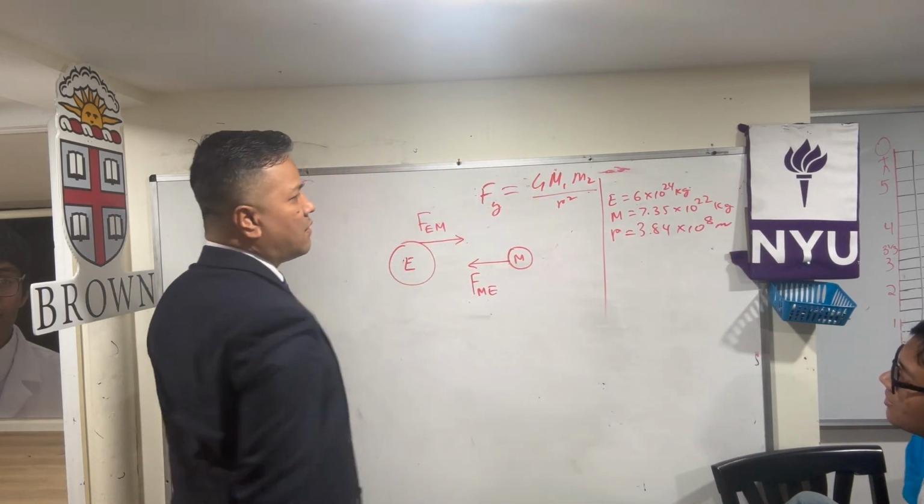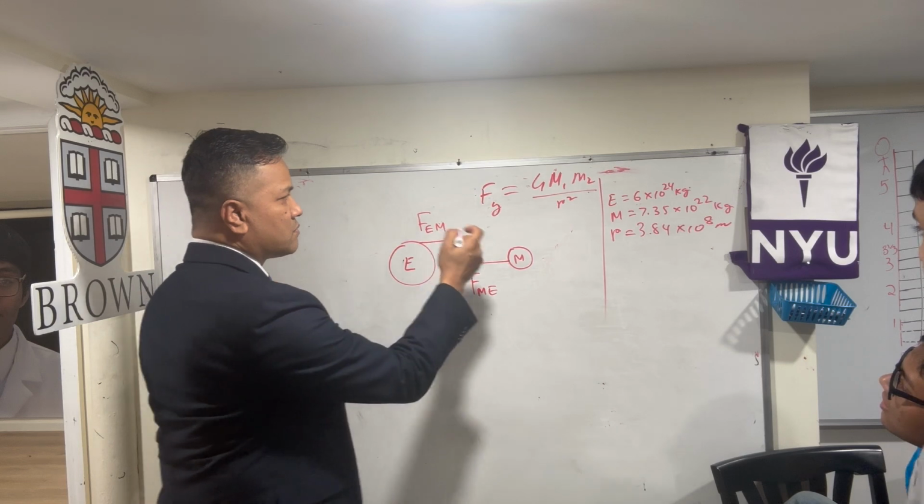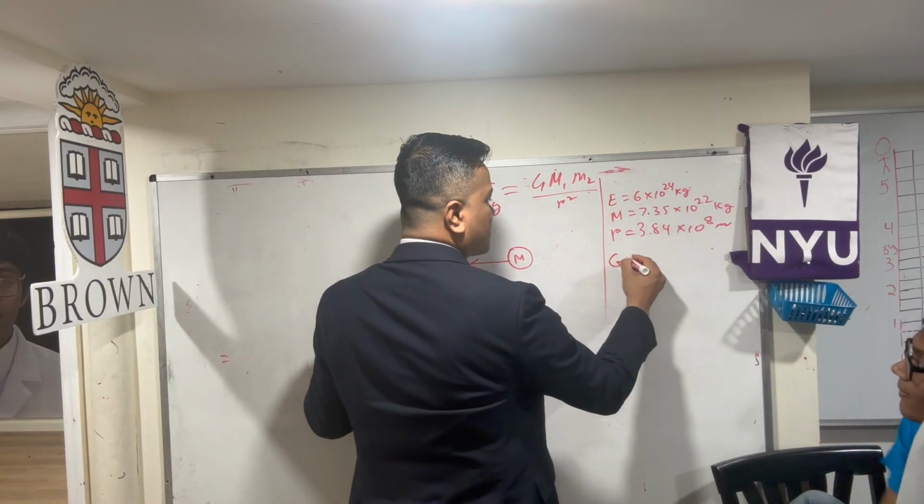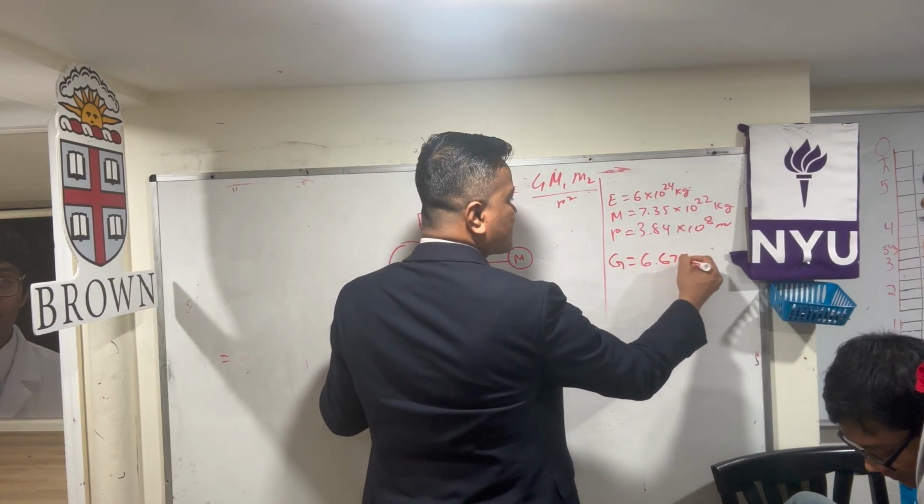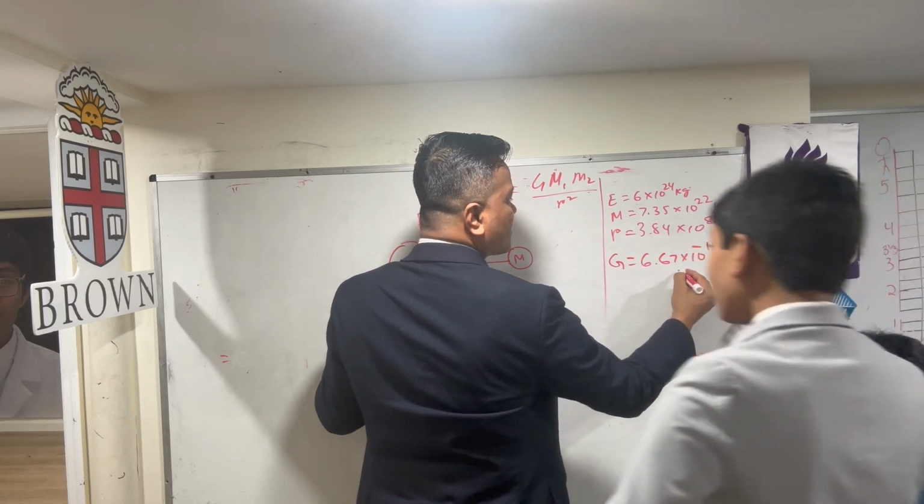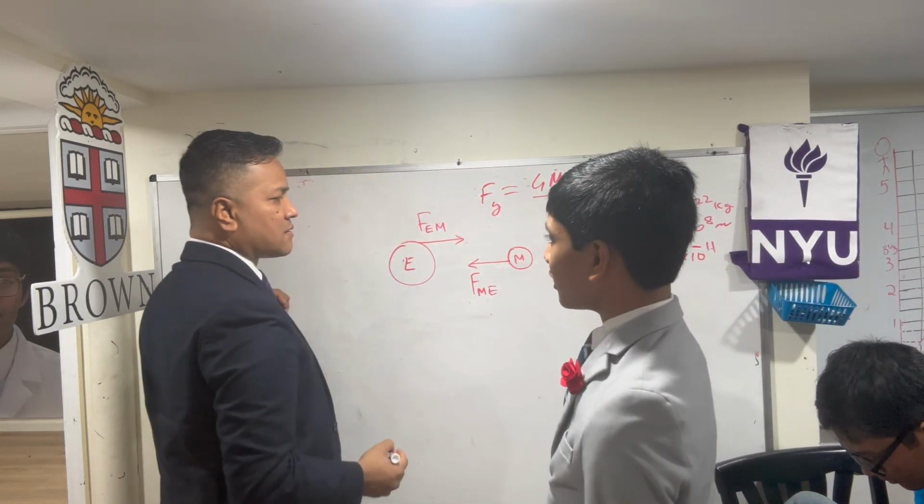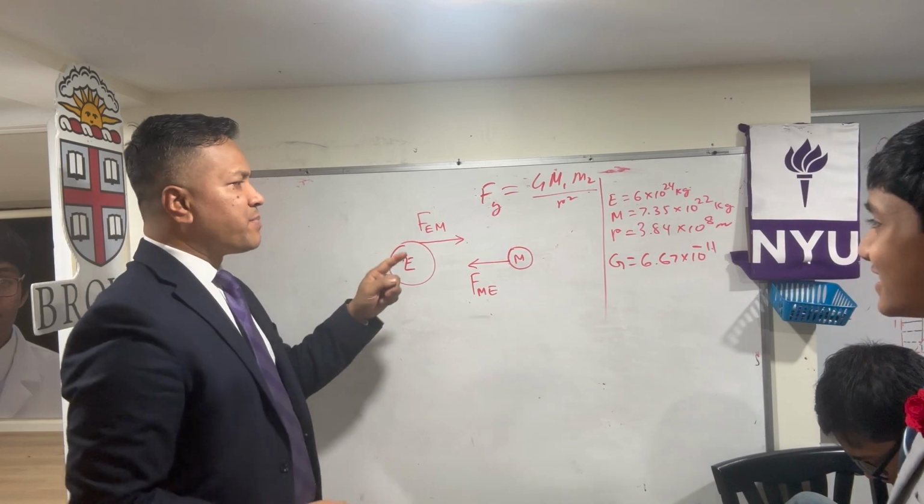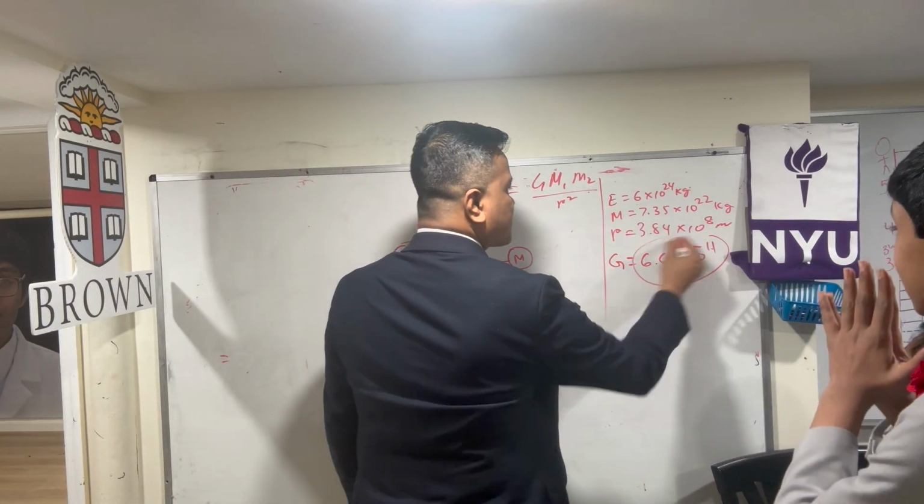Okay. All right. So, G. What is G? 6.67 times 10 raised to negative 11. Memorization is a crime, guys. We're gonna have to lock you up. Explain where this comes from.